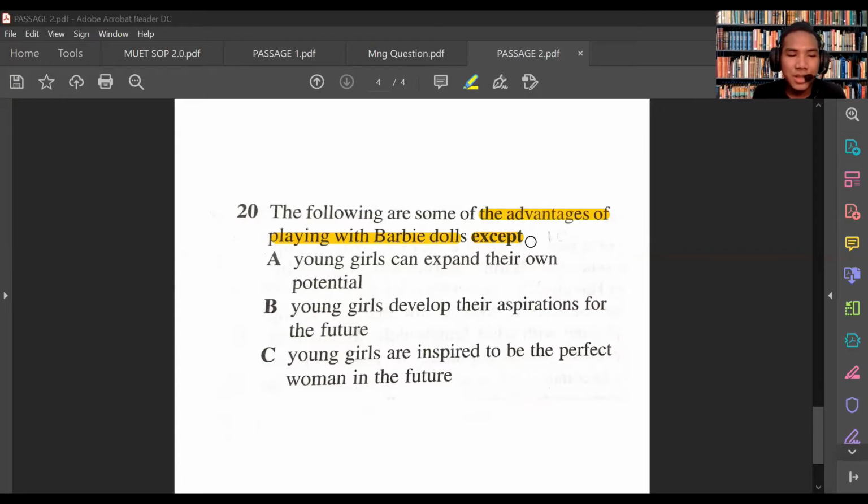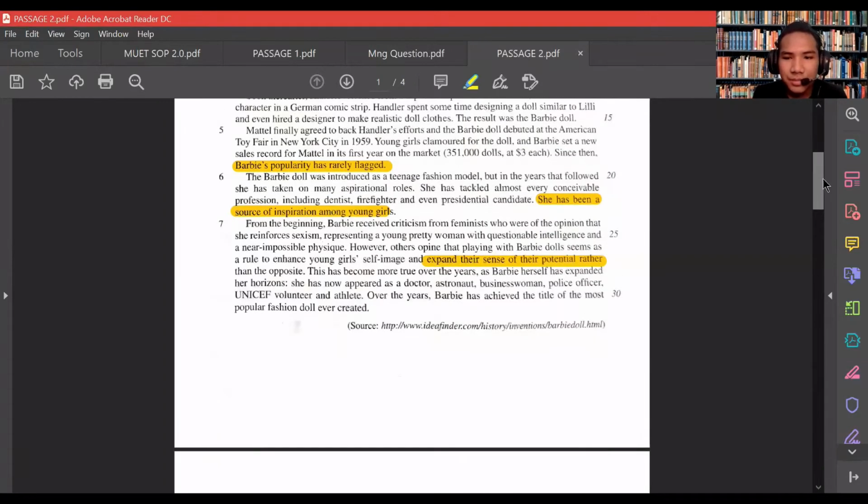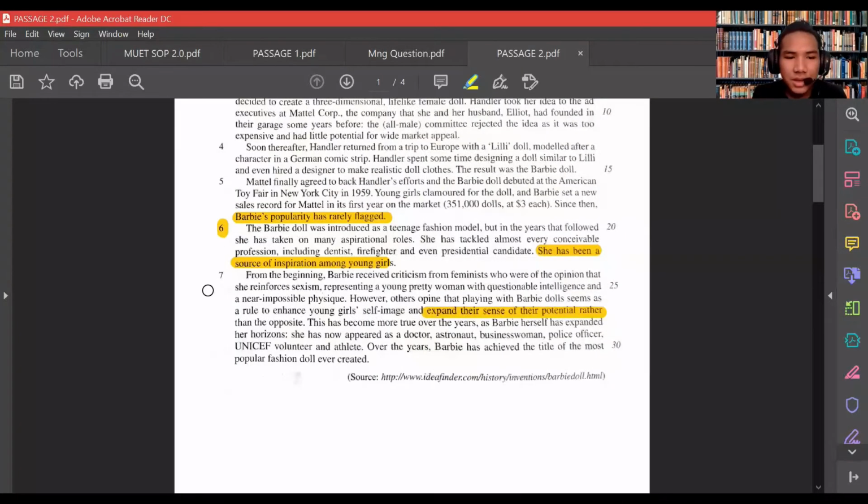Next, for the second step, we need to highlight the keywords present in the statement. The keywords which I have highlighted are the advantages of playing with Barbie dolls. This is one of the keywords in the statement. For the third step, we need to skim throughout the passage to determine the paragraph which is related to these keywords. As we skim through the paragraph, you can see here in paragraphs 6 and 7, both that I have highlighted are the advantages of playing with Barbie dolls.